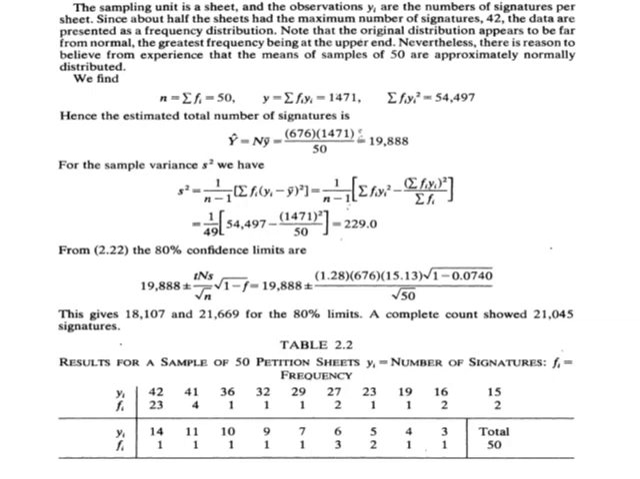From table 2.2, the 80% confidence limits, two sided, are 19,888 plus or minus t small times capital N times root 1 minus f over root n, which is equal to 18,107 for the lower limit and 21,669 for the upper limit with 80% limits.